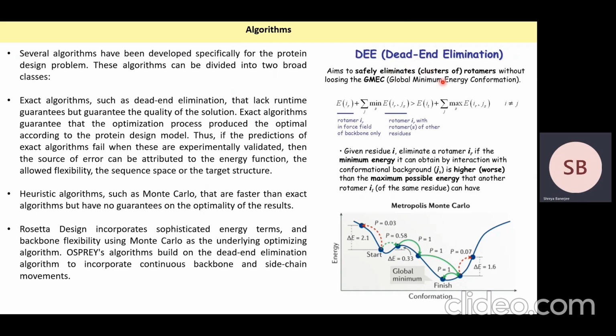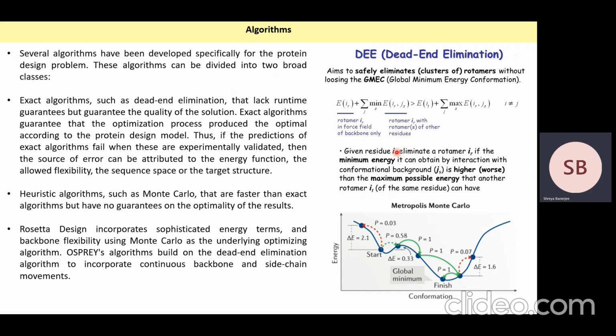So what dead-end elimination does is eliminate clusters of rotamers while keeping the global minimum energy conformation constant. Given a residue I, a rotamer I1 is eliminated if the minimum energy it can obtain by interaction with the other rotamers is higher than the maximum possible energy of the initial rotamer. So it will always keep the global minimum energy conformation, and it will keep eliminating other rotamers which have energy higher than that of the global minimum energy conformation.